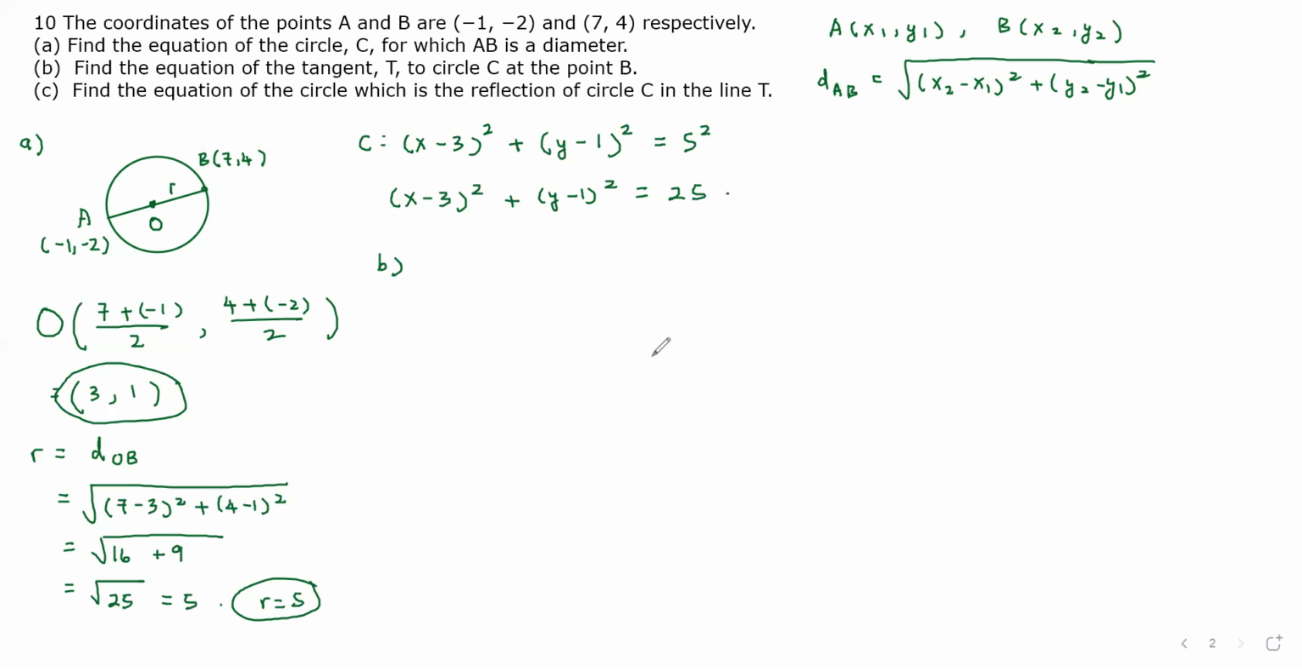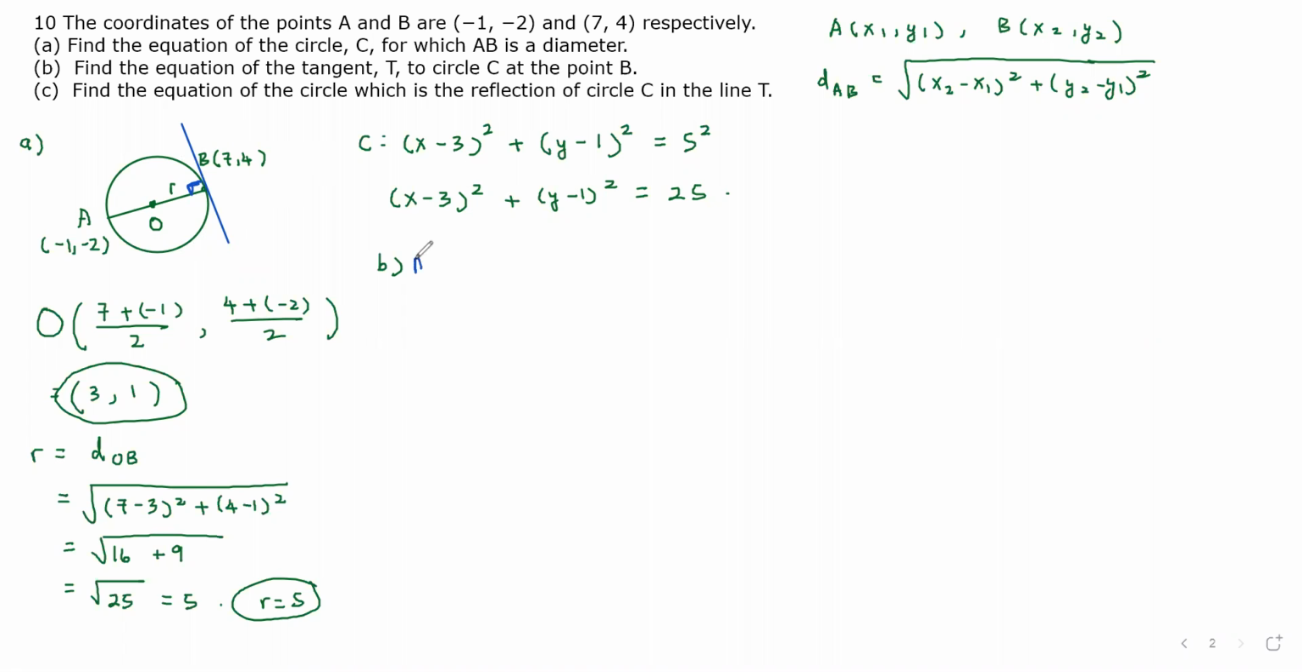Part B, you are asked to find the equation of the tangent to the circle at the point B. So that circle has a tangent at point B. Let's say this is the tangent line. For this tangent line here, it touches point B. To find the equation of the tangent, we need the slope of this line. You can find the slope by finding the derivative, but it is not necessary. The slope of this line is perpendicular to the slope of AB. In fact, AB is a normal line at point B.